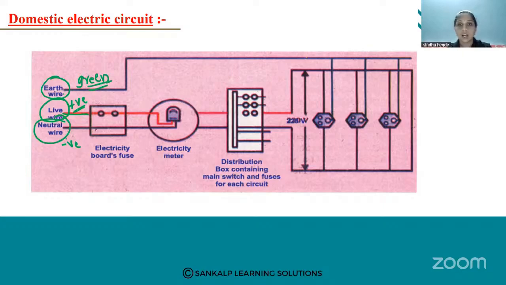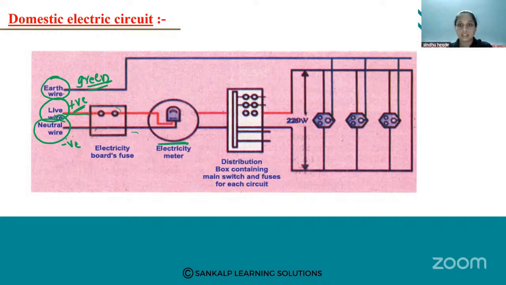Let us see how they are connected in circuits. First, the live wire, or positive wire, and the neutral wire, both the wires are connected to the electricity board's fuse. Through this fuse it is connected to our main electricity meter.